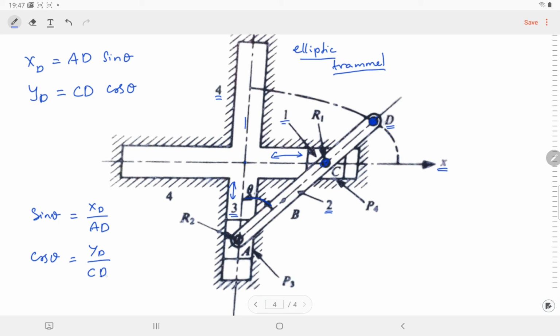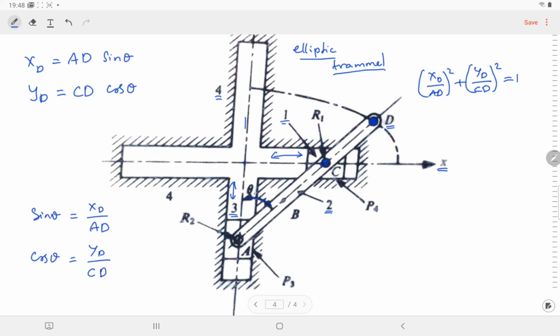Okay, now we know from our trigonometric identity that sine square theta plus cos square theta is equal to 1. So if I use that, then what will I get? (xD by AD) square plus (yD by CD) square is equal to 1, which is an equation for an ellipse, right? The locus of an ellipse. So therefore this point will trace an ellipse.